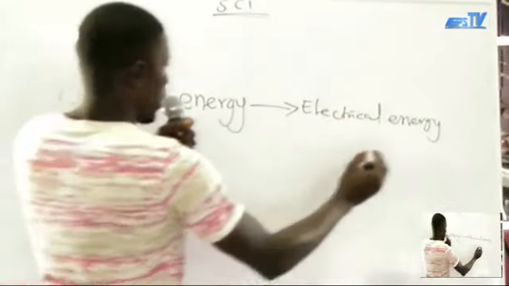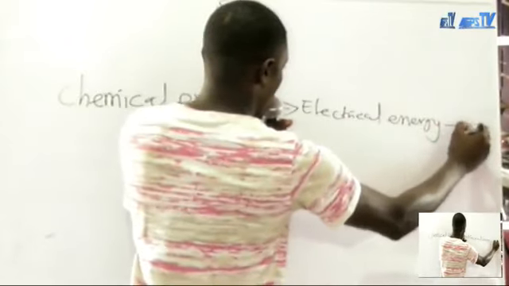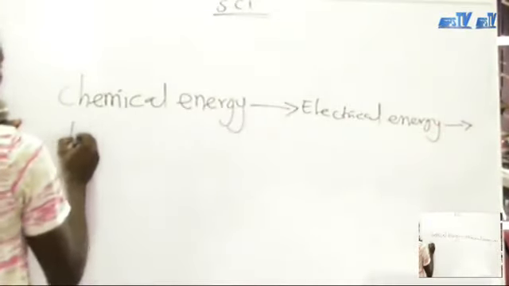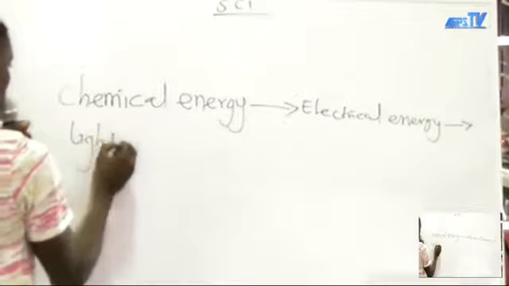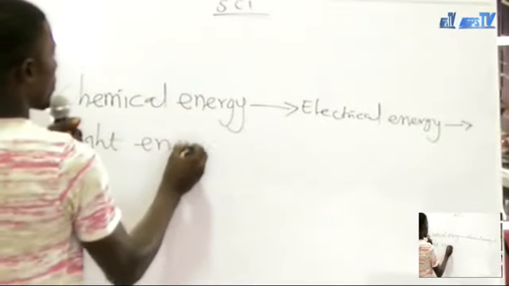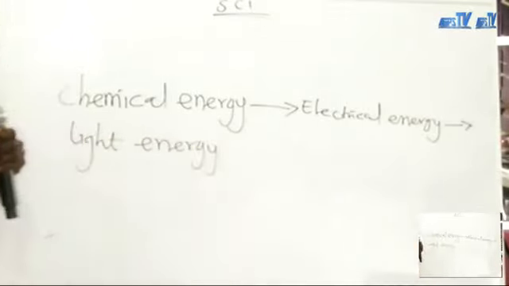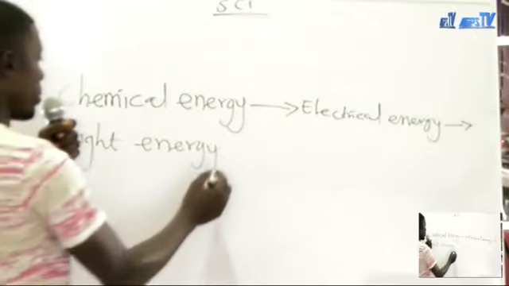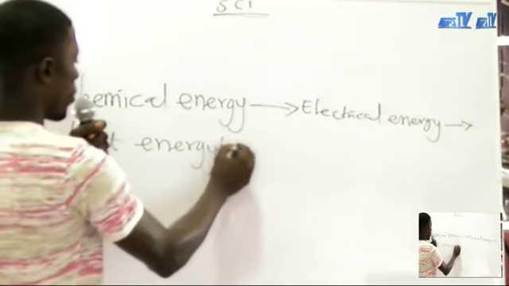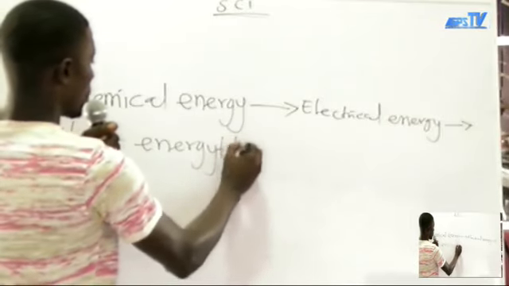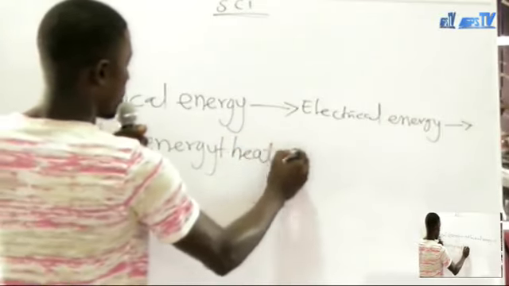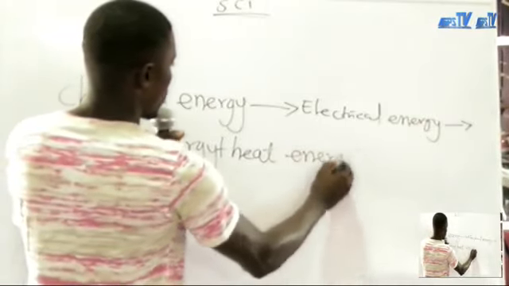Now, the next one, you bring your arrow here. Then you get your light energy. You can also add what? Plus heat energy, because always the bulb will become what? Hot. So plus heat energy.